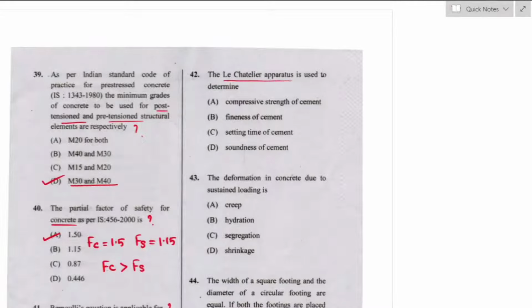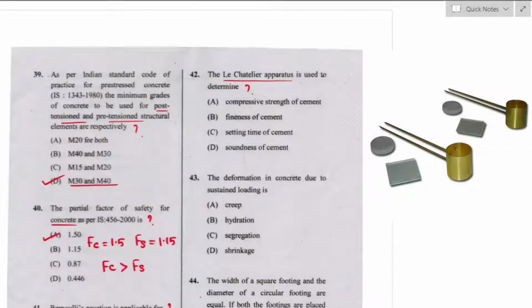Question number 42. The Le Chatelier apparatus is used to determine. This apparatus is used to determine soundness of the cement. Option D is the right answer. In the following figure, you can observe the Le Chatelier apparatus used to determine the soundness of cement.